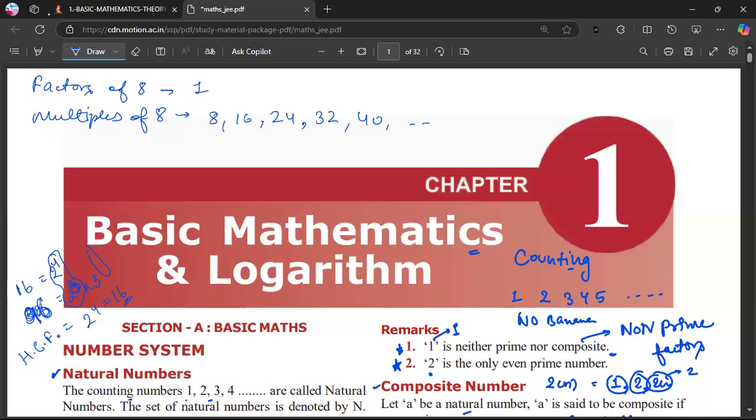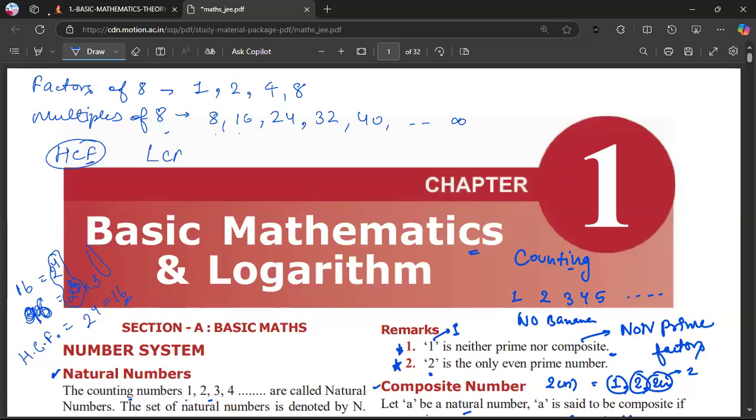Factors are the numbers which divide the given number completely. So 1, 2, 4, 8 are the four factors of 8. And multiples are infinite. They are not finite, while factors are finite. Multiples are those numbers which are multiples of 8. We can go on and multiply the whole natural set with the given number, right? So when we are discussing the highest common factor, it's a factor.